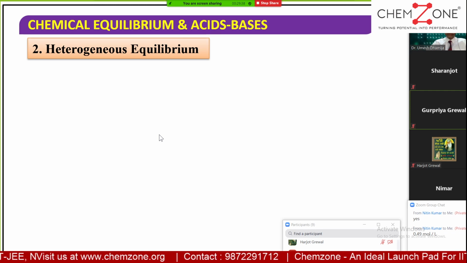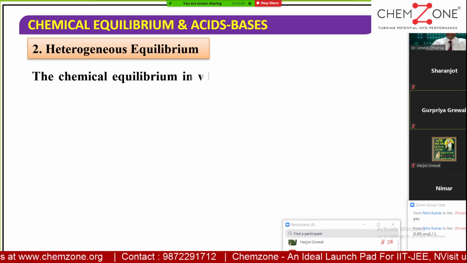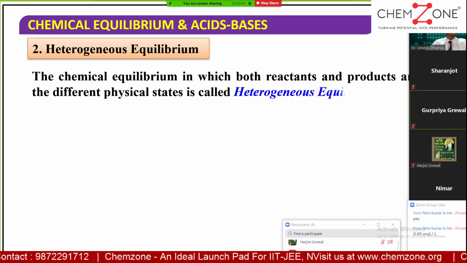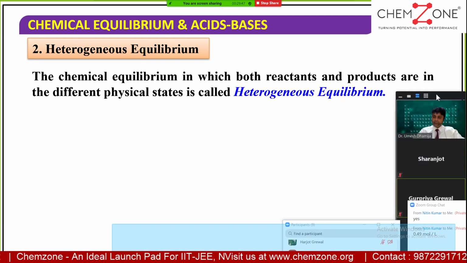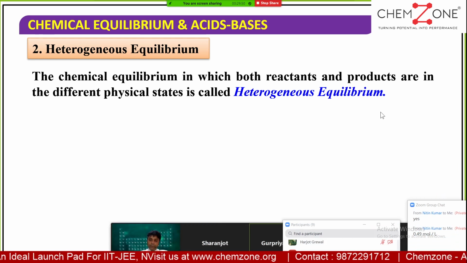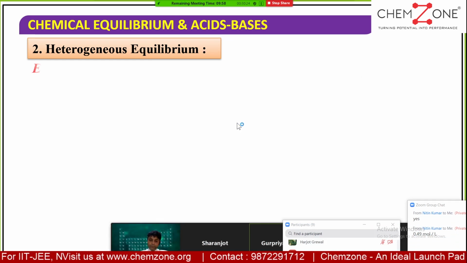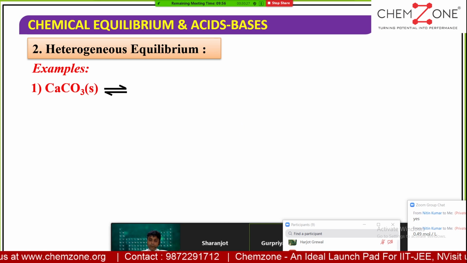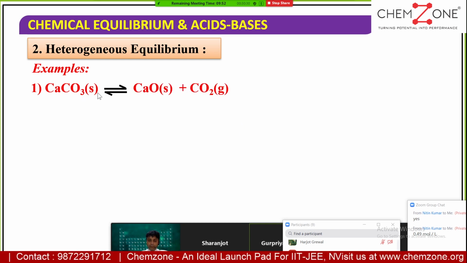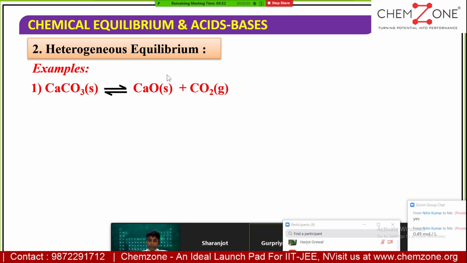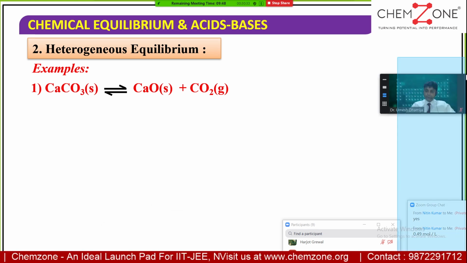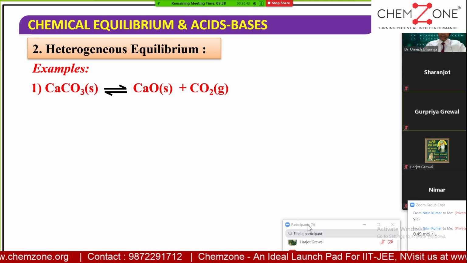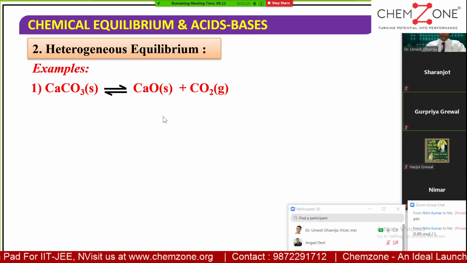Now talking about the heterogeneous equilibrium, if the physical state of reactants and products are not in the same phase, they are different physical states, then we call it a heterogeneous equilibrium. Now you can see calcium carbonate is solid here and the product I have is gaseous carbon dioxide. So we call it a heterogeneous equilibrium, if the physical state is not the same.